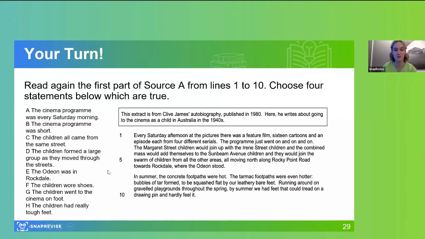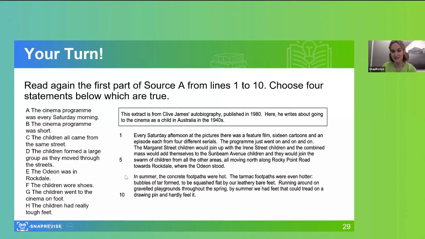E, the Odeon was in Rockdale. Is that true or is that false? Is the Odeon in Rockdale? E is true. Yes, exactly. It literally says moving along the Rocky Point Road towards Rockdale, where the Odeon stood. The Odeon is in Rockdale.